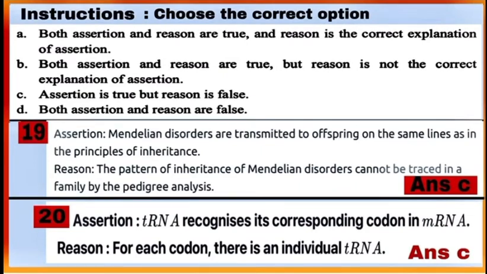Question 19. Assertion: Mendelian disorders are transmitted to offspring on the same lines as in the principles of inheritance. Reason: the pattern of inheritance of Mendelian disorders cannot be traced in a family by the pedigree analysis. Correct option is C. Mendelian disorders like hemophilia, sickle cell anemia, phenylketonuria are transmitted from the parent to offspring on the same line, on the same pattern as described in Principles of Inheritance by Mendel. So here assertion statement is true but reason is false.